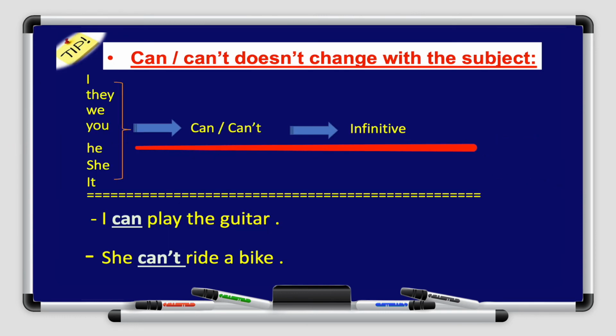Can or cannot doesn't change with the subject. Whatever the subject you have in the sentence, it will be followed by can or cannot and the infinitive form of the verb. If you have I, they, we, you, he, she, or it, all of them should be followed by can or cannot. For example, I can play the guitar. Another example, she can't ride a bike.